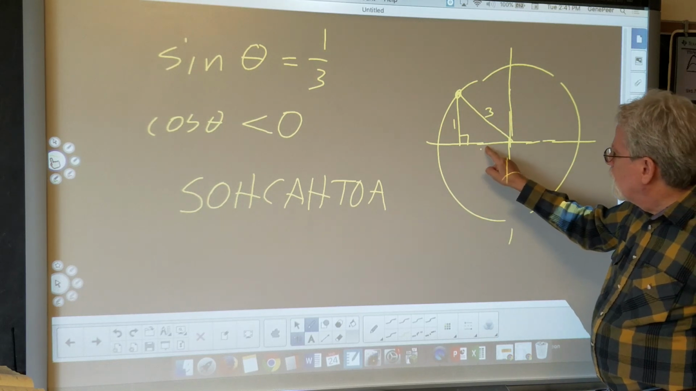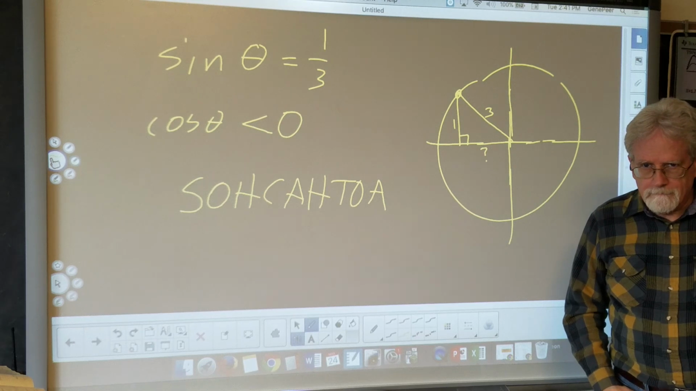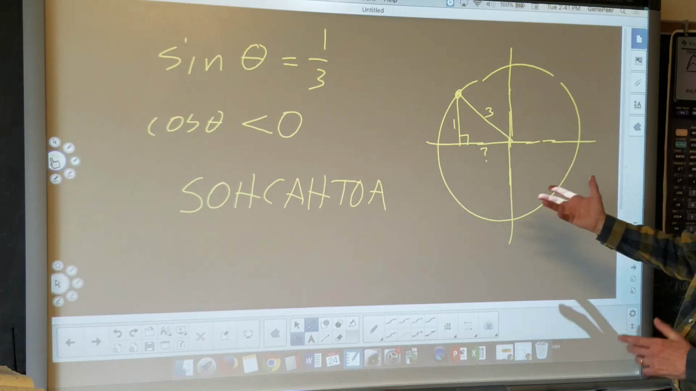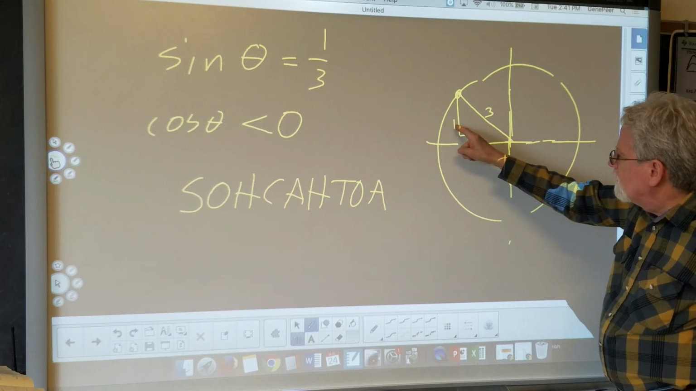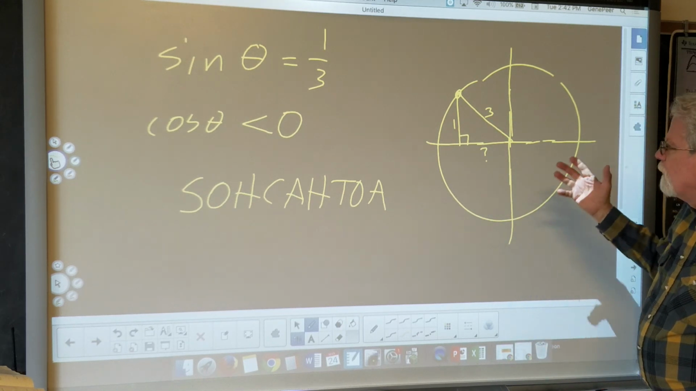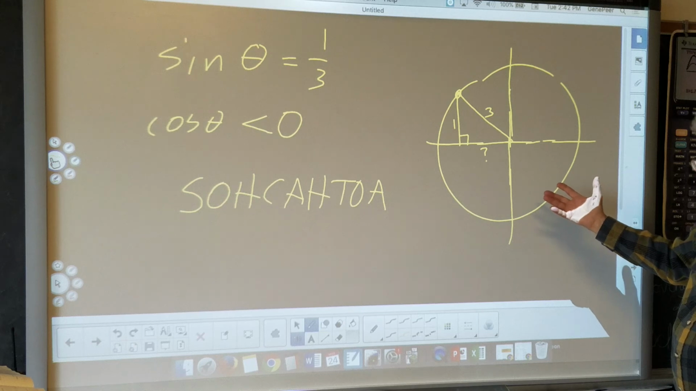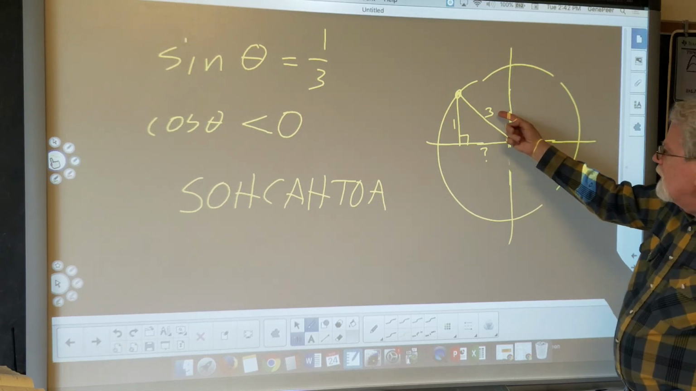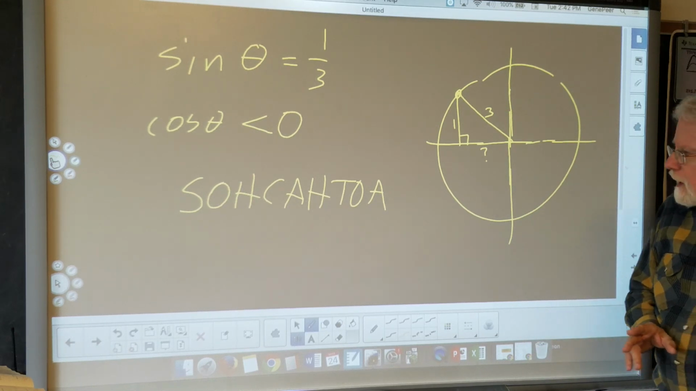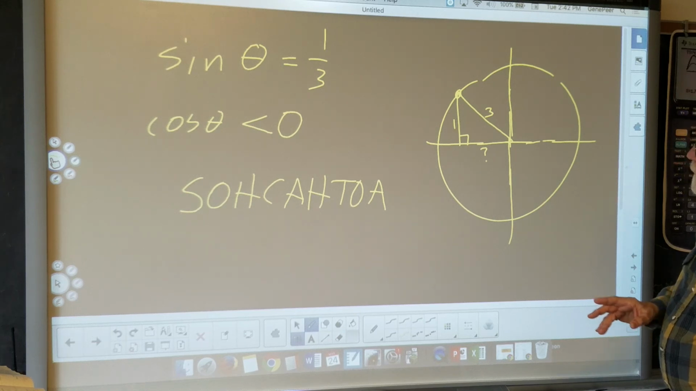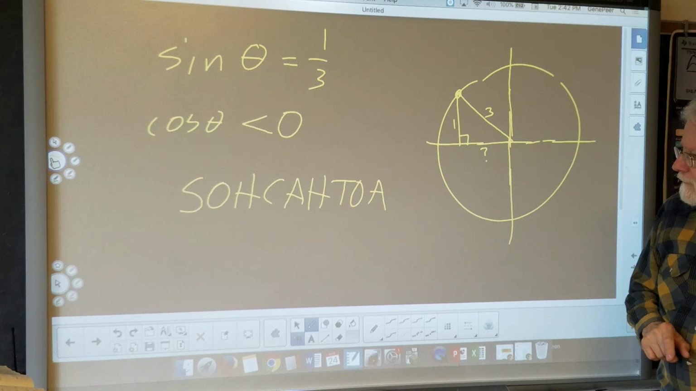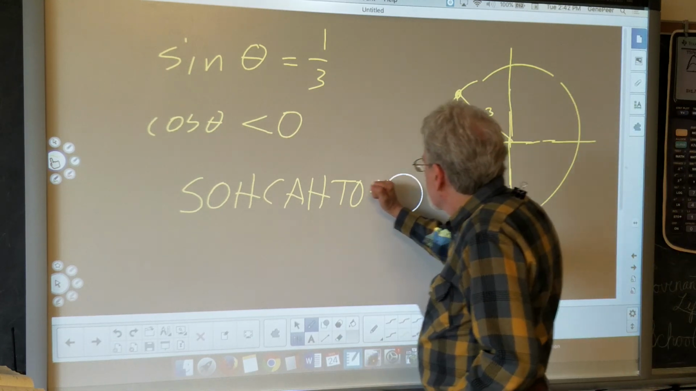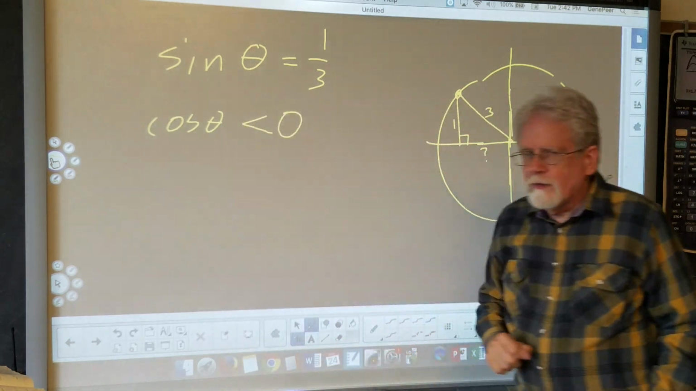Now we need to figure out what this side is. Of course, if this were a unit circle, I would have to divide by 3 and divide by 3. But I really don't care whether it's a unit circle or not. I can go ahead and let the hypotenuse this time be 3. Everything's going to work out just fine. So, how do I now figure out the missing side? Pythagorean theorem.